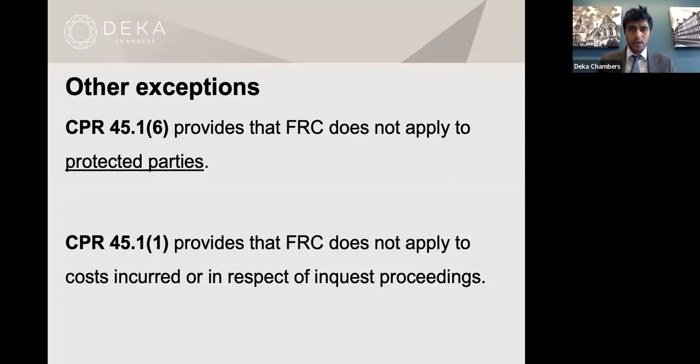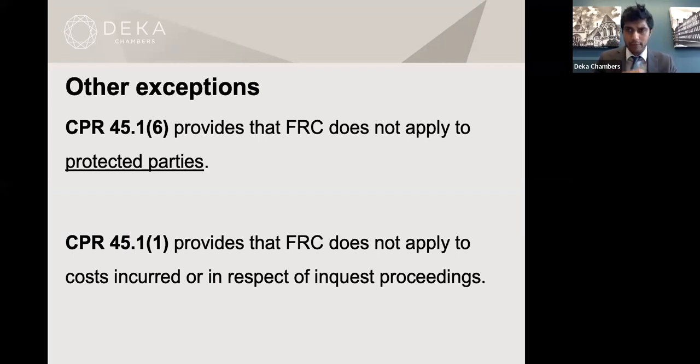I should also note CPR 45.1 subsection 6 provides that fixed costs do not apply to protected parties. This is likely to apply to claims in which the claimant lacks capacity rather than to children's claims. And costs incurred in connection with inquest proceedings are not caught by fixed costs. Prior to April 2024, APIL had issued a judicial review on one of these issues, and the government later confirmed, and introduced a new version of the CPR, indicating that it would not touch inquest proceedings.